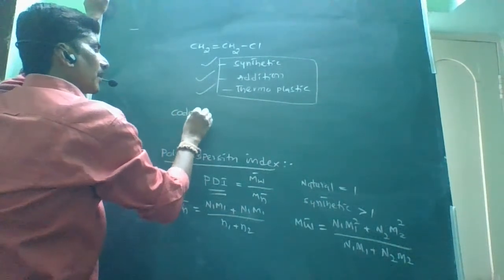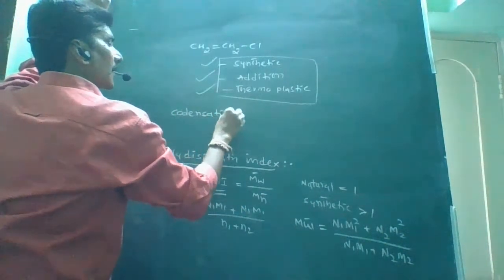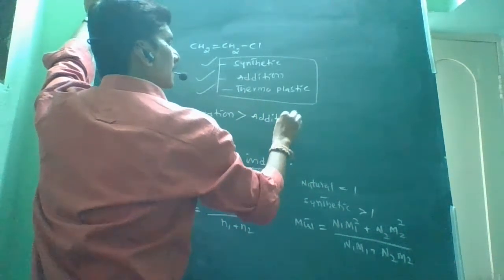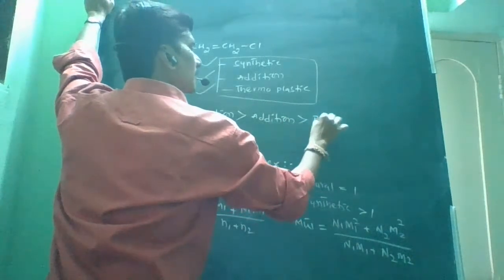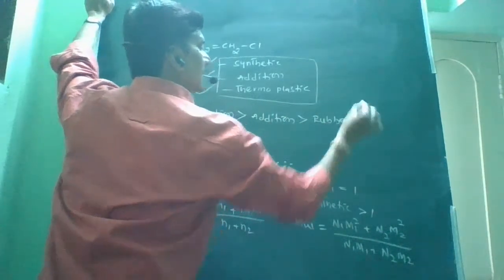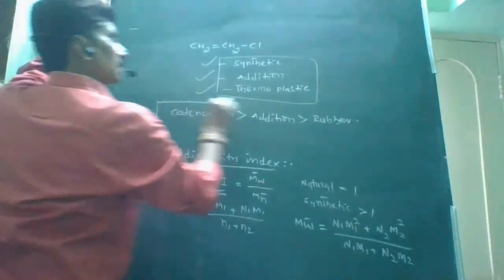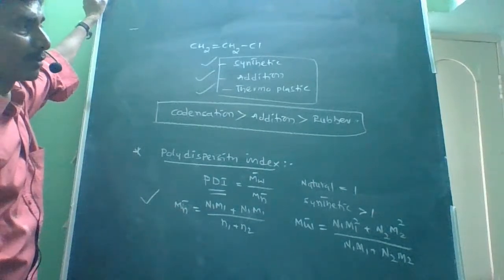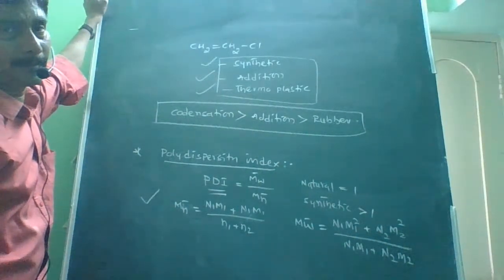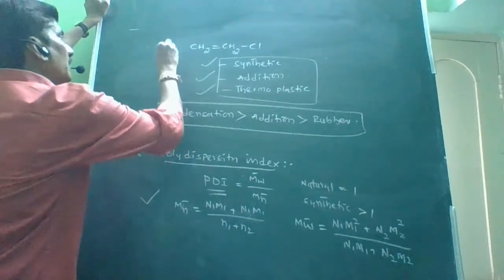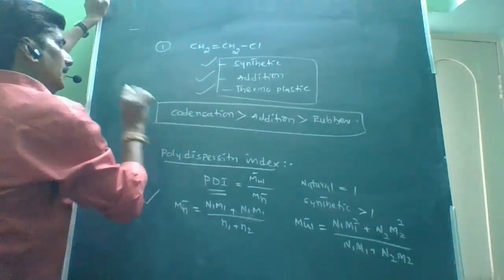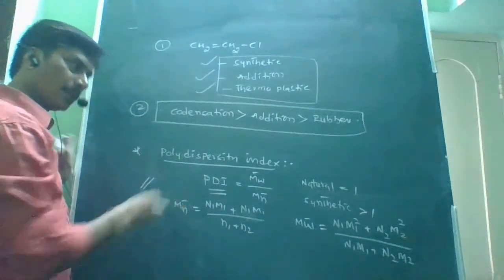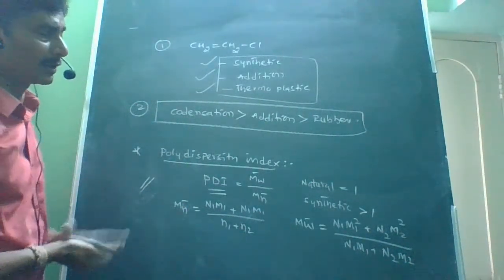And we come to the intermolecular forces. Condensation polymer has more than addition polymer, then come to rubber. So they give you some molecules and ask you to arrange them in increasing order of their intermolecular forces. There is a possibility, with less importance, of being asked about the molecular weight of the polymer.